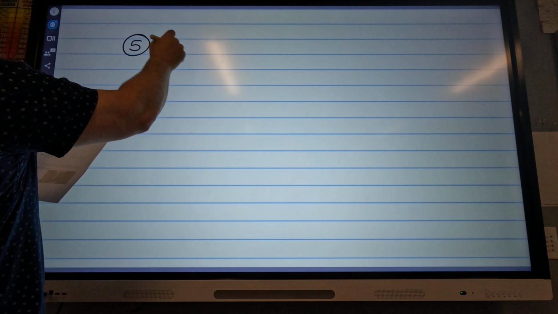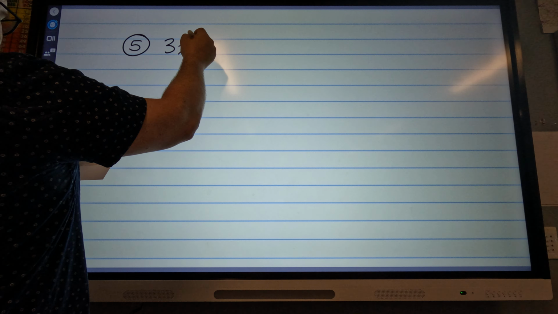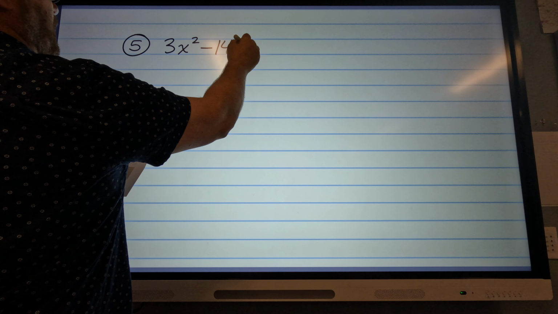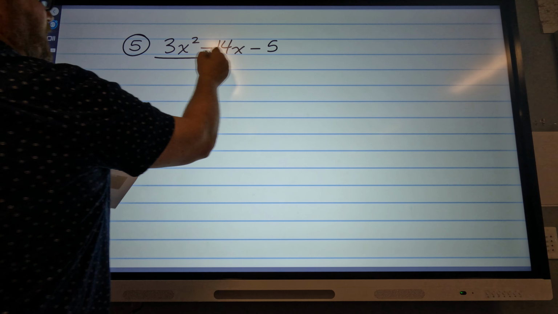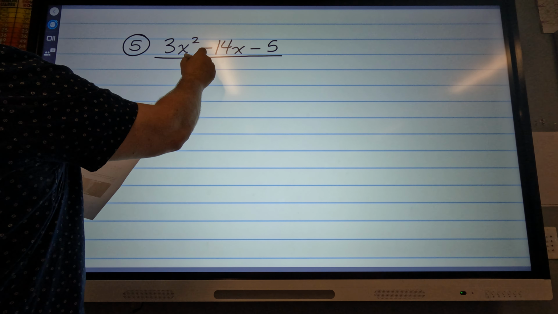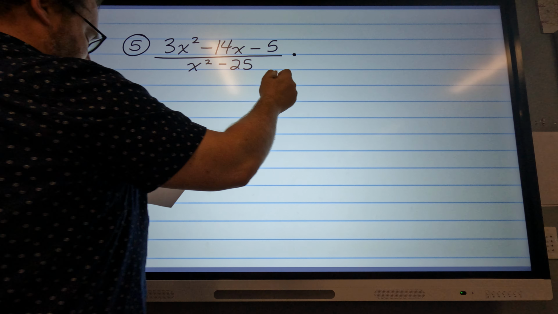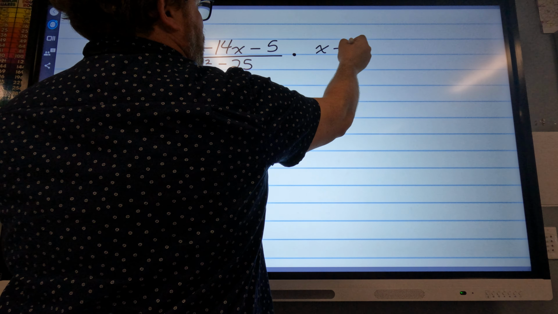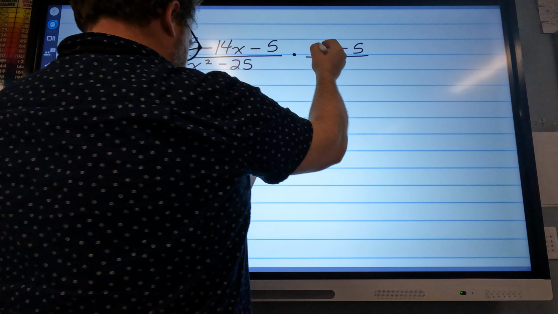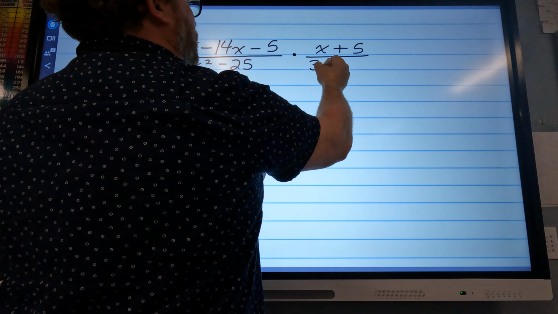Right, number 5, we've got (3x² − 14x − 5) divided by (x² − 25), times (x + 5) over (3x + 1).